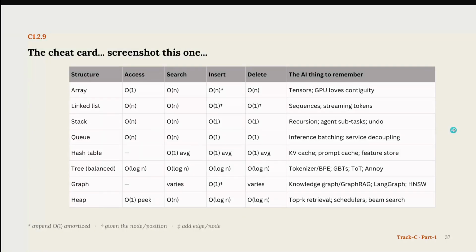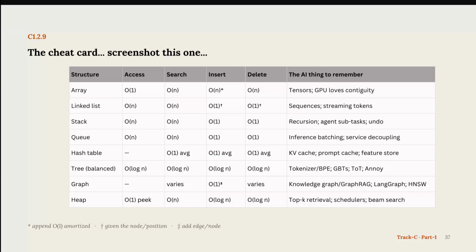Here's the cheat card. Take a screenshot of this if required, because this is what will drive all of the AI track that we're going to look at for product managers, based on the computer science foundations that we have done so far. Array access, search, insert, and delete are of these orders. We know that search, insert, and delete are of the order of O(n). The AI thing that we need to remember is that these are used in tensors, and GPU loves contiguity. Coalesced array vectors are better for GPU because everything is in the sequence of the addresses and it's faster to access them.